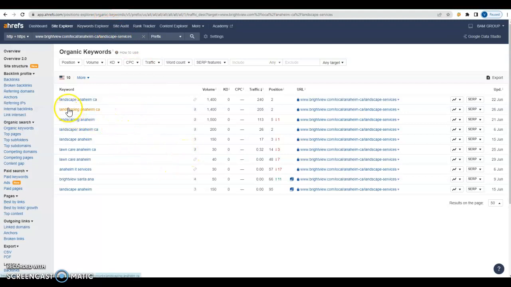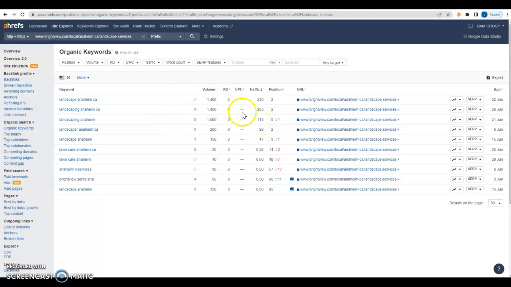So I can see here that Landscape Anaheim CA has a search volume of 1,400 searches per month. So 1,400 people searching for Landscape Anaheim CA every month. And because they're on the second position, they were able to drive only for that particular keyword 240 visits. The landscape in Anaheim, they were able to drive 205 visits. Landscape in Anaheim, fifth position, and you see a big difference between the second and the fifth position. They were able to drive 113 visits.